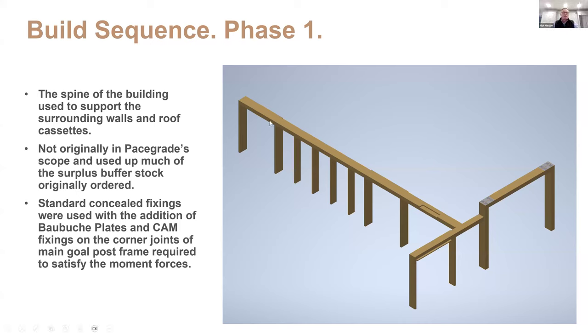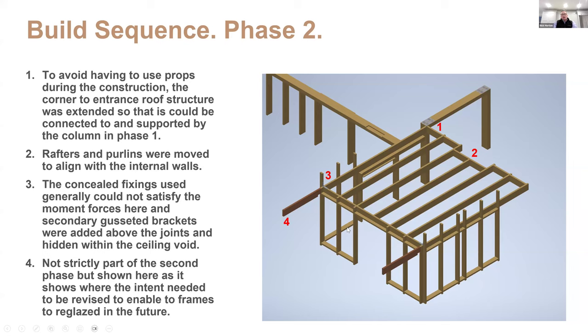That's okay. Sure. Yeah. This is the spine of the building, and the reason why it's put into our package originally was simply a buildability problem of how do we hold all these sticks of timber up in the air vertically without putting temporary props on them. So it was decided that we'd start here, and that would enable both us to continue and enable the carpentry company on site to build the timber walls and the roof cassettes. So that's the spine, all connected with the concealed connectors, and just with the addition of what was new to us at the time, a couple of Balbooker plates, so that we could satisfy the bending moments on that main goalpost frame.